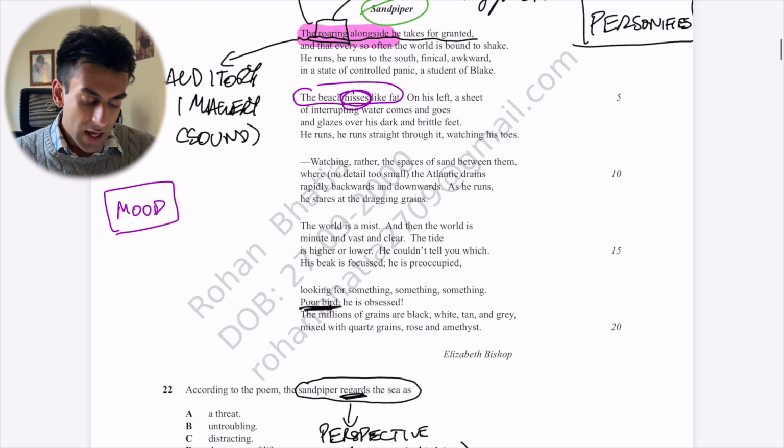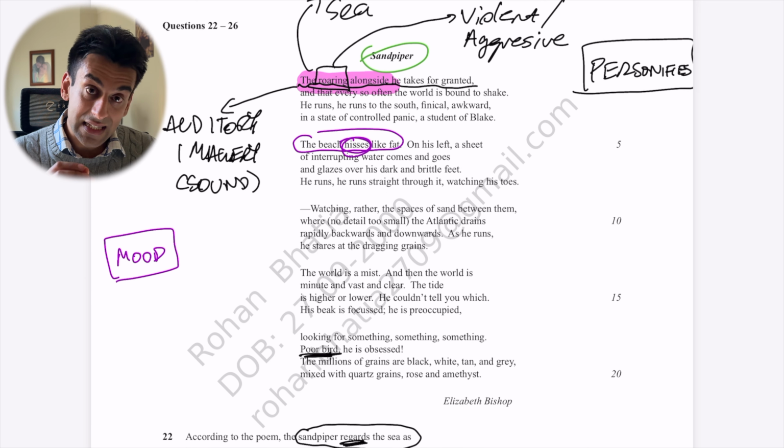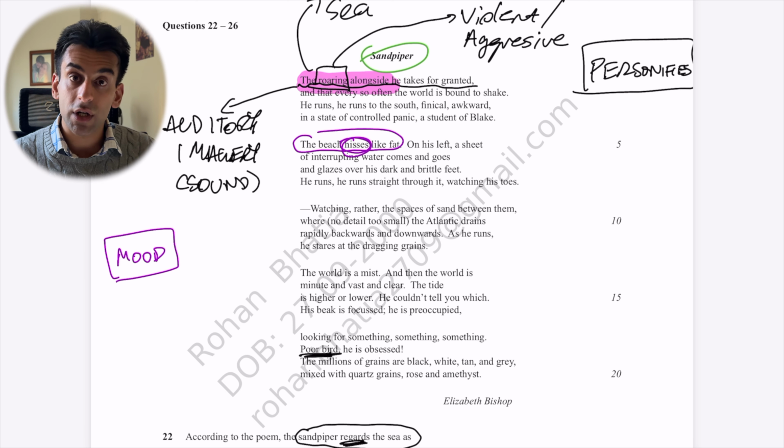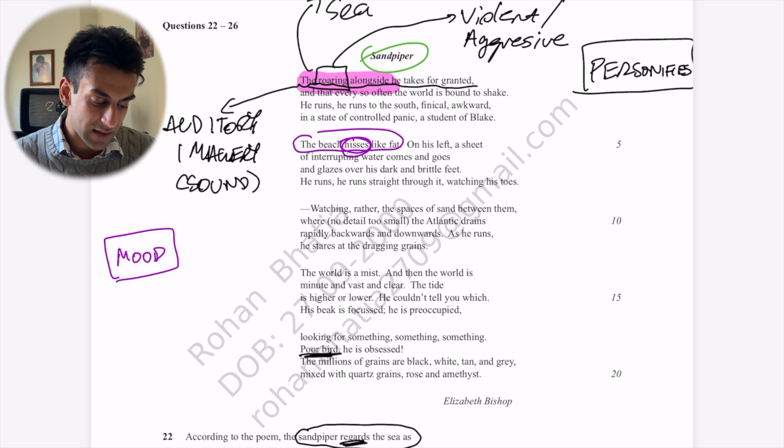I'm going to go with blue, and I'm just going to go through and point out any key places where I think the sandpiper is having some kind of reaction or is behaving in a way which is indicative of his attitude towards the sea. Okay, now remember, the sea is mentioned to us in the first line. So let's have a look. Is there something shown to us in this first stanza? "The roaring alongside he takes for granted." Okay, so he's taking the sea for granted.